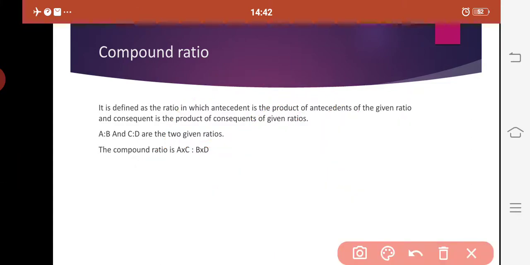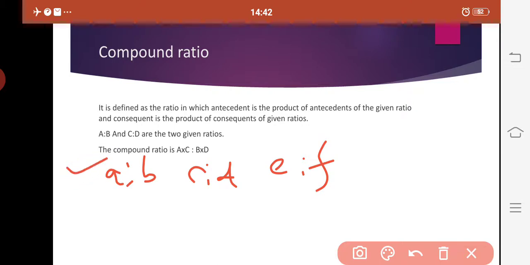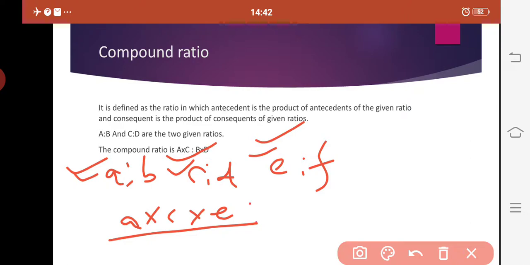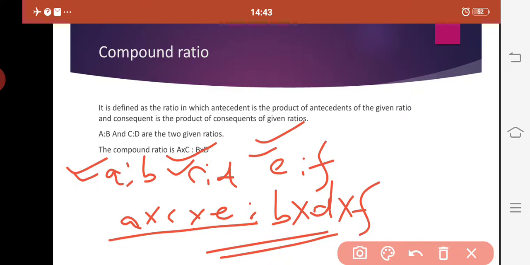Similarly, the compound ratio can be obtained with three ratios also. Let one be A ratio B, the other be C ratio D, and the other be E ratio F. Now what will be the compound ratio of these three ratios? That is A into C into E, all the antecedents, ratio B into D into F, all the consequents. Is that clear? So this is how we obtain compound ratio.